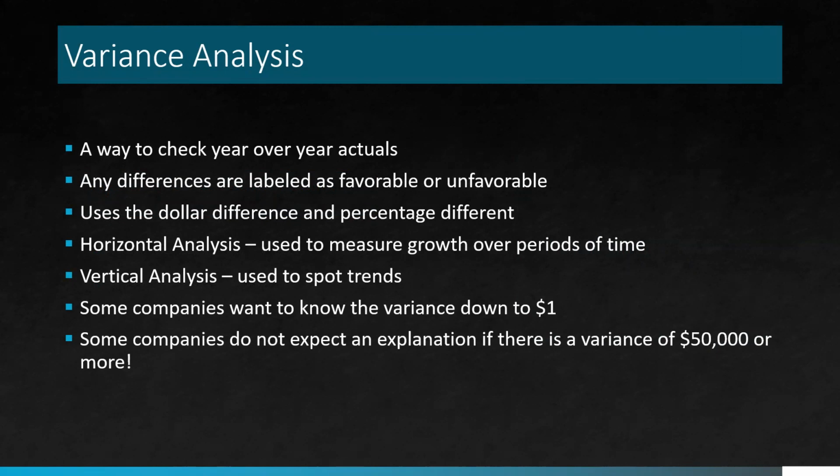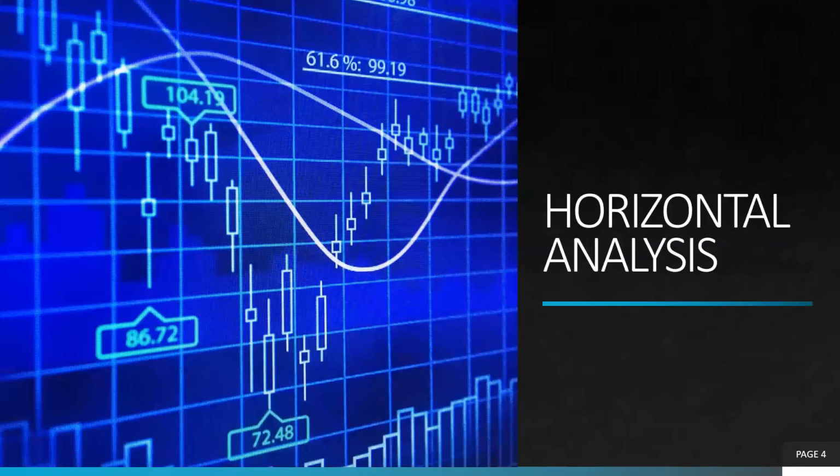So horizontal analysis is used to measure growth over periods of time. And if you're not measuring growth, you're managing a loss, which will also be an indication of action that needs to be taken. And a vertical analysis is typically used to spot trends. And as stated in the variance analysis, some companies want to know the variance difference down to $1, and some will give a certain dollar amount in order to be provided with an explanation.